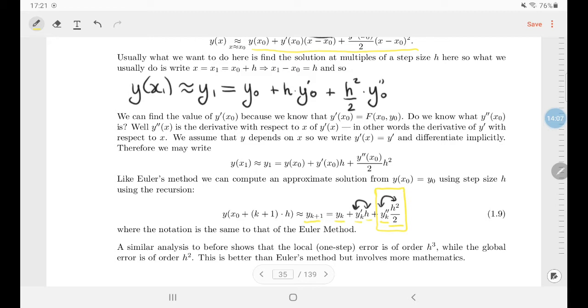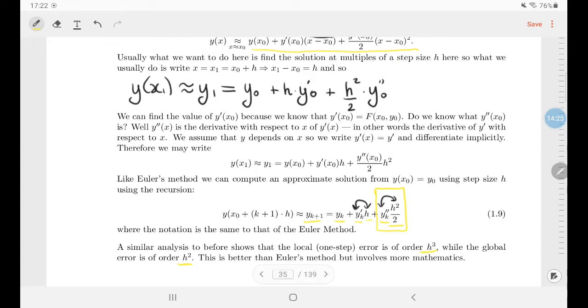So that's the difference between the three-term Taylor method and the Euler method, and that gives you a good bit of extra accuracy. If we did the analysis that we did before, the tricky analysis from last week, the local errors are order h cubed and the global error is h squared.